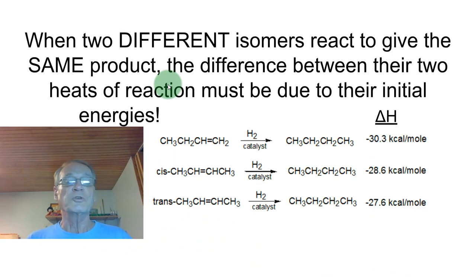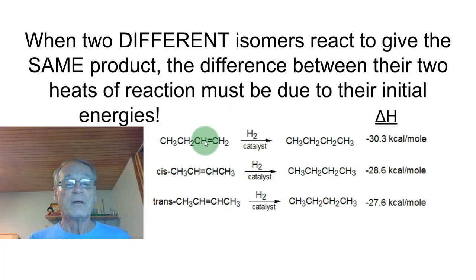Here is the fact. When 2 different isomers react to give the same product, the difference between their 2 heats of reaction must be due to their initial energies. I'll explain what that means here in just a minute, but let's make sure we're clear on what we're talking about. 2 different isomers. First of all, they have to be different and they have to be isomers.